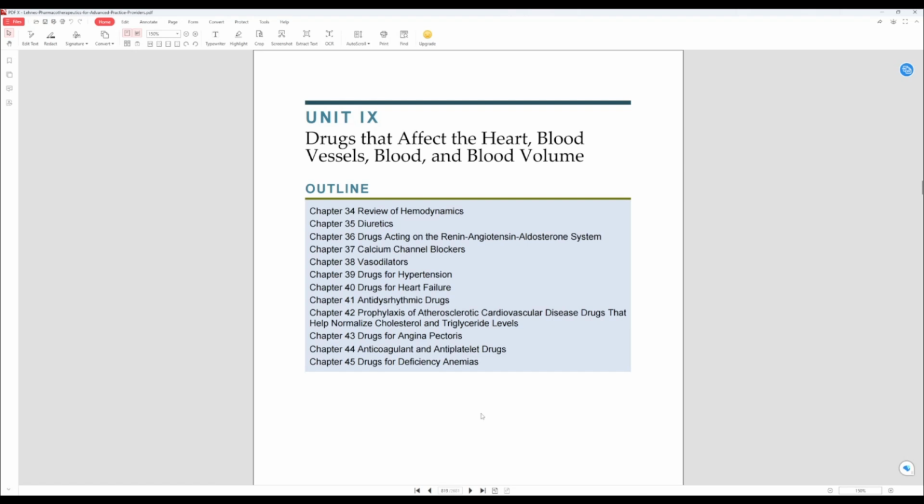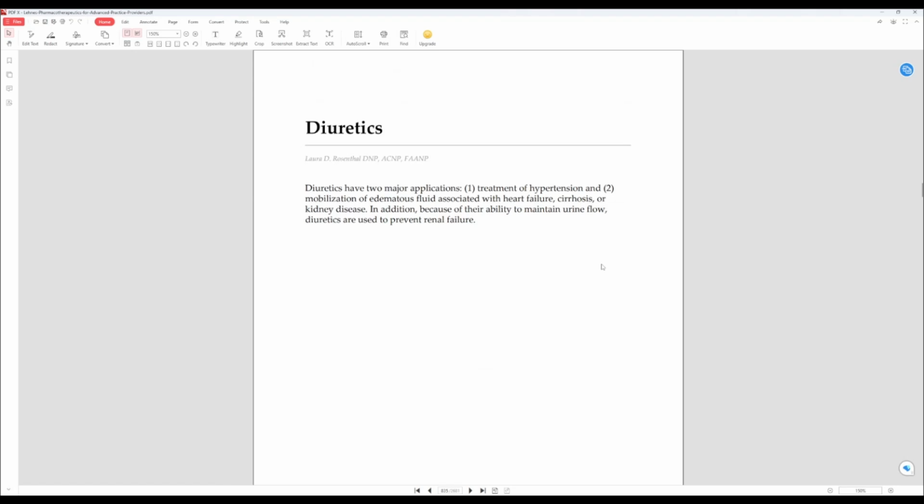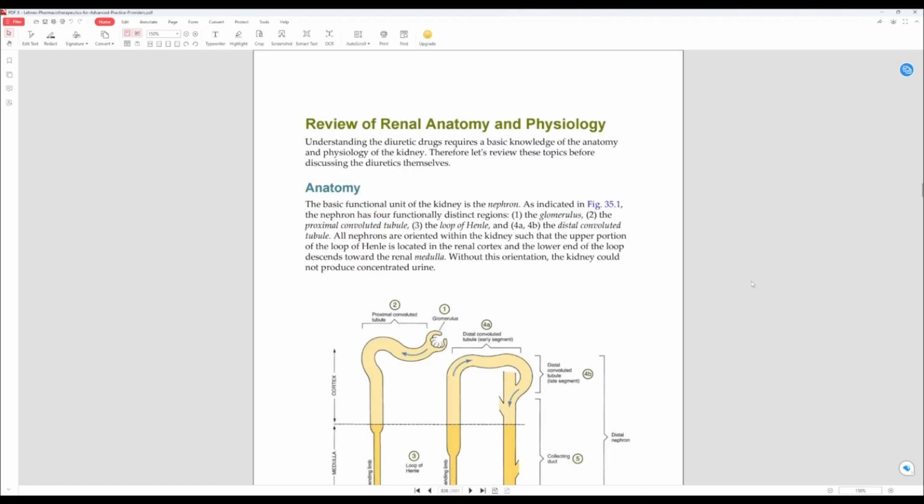Today we're talking about Chapter 35. Chapter 35 deals with diuretics. Diuretics have two major applications: the treatment of hypertension and the mobilization of edematous fluid associated with heart failure, cirrhosis, or kidney disease. In addition, because of their ability to maintain urine flow, diuretics are used to prevent renal failure.